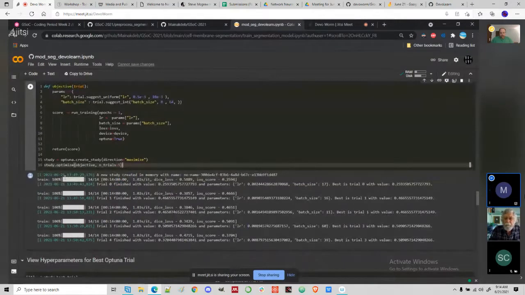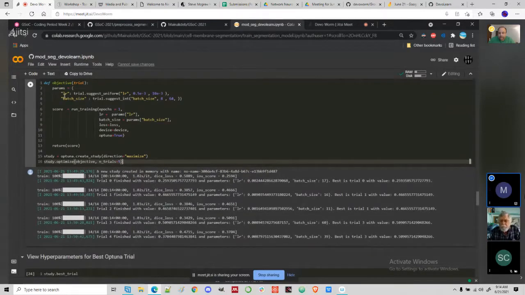The model is trained on the 10% of data for only 5 epochs, but I can do it 1,000 times or 100 times. And that's actually what I did. I ran these trials for about 100 trials, and then I came up with some values for the learning rate and the batch size.